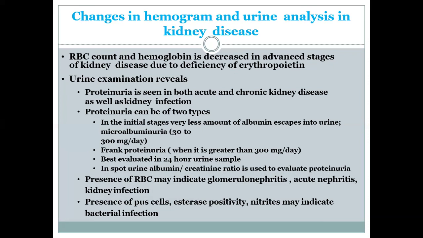Presence of red blood cells may indicate glomerular nephritis, acute nephritis, and kidney infections. Presence of pus cells, leukocyte esterase positivity, and nitrites may indicate bacterial infections.